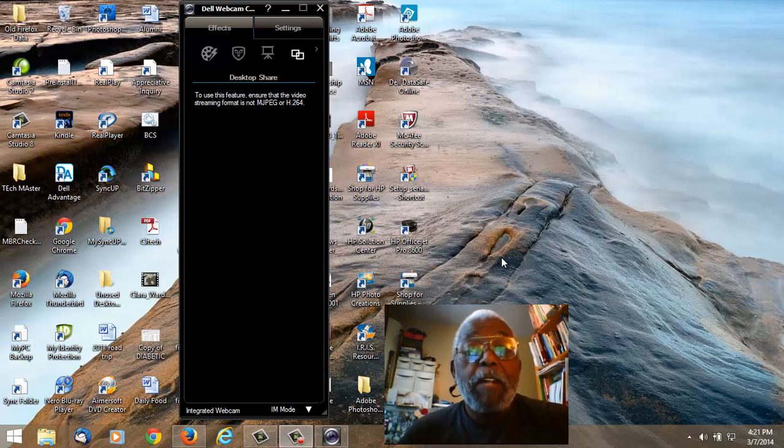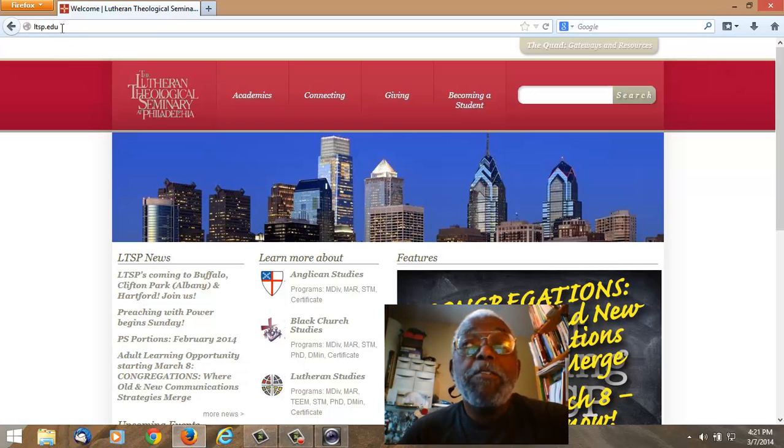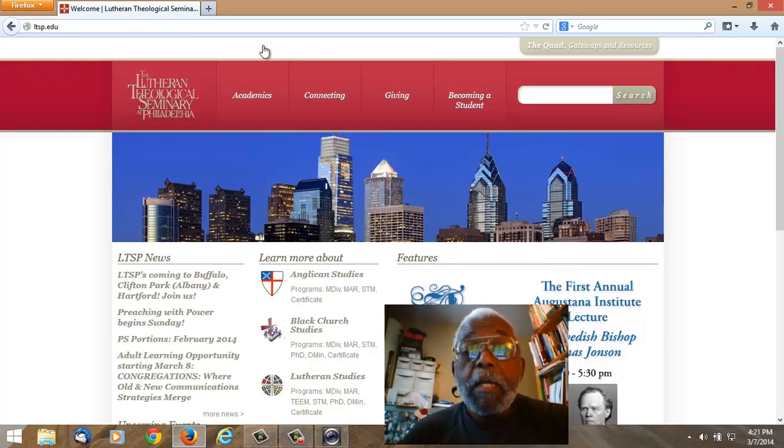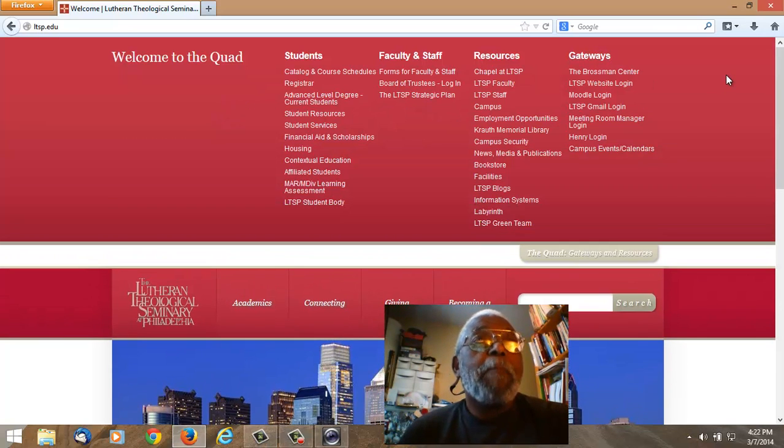First thing is, obviously, you've got to turn on your computer and then get to a browser. Make sure that your browser is set for ltsp.edu, and that's where we'll be taking the class from, especially when we get around to the Moodle content. Slide your cursor over to the quad. Our campus is sort of like a quad. We have a square in the middle, but that square that appears at the top of the screen is one that leads us into other areas of the seminary. Obviously, one of those areas is the Moodle login.